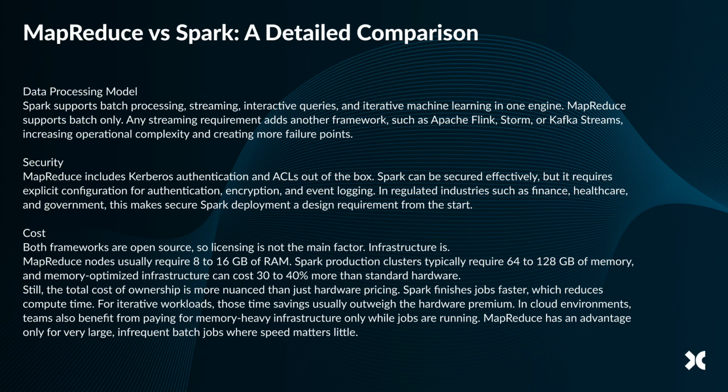Still, the total cost of ownership is more nuanced than just hardware pricing. Spark finishes jobs faster, which reduces compute time. For iterative workloads, those time savings usually outweigh the hardware premium. In cloud environments, teams also benefit from paying for memory-heavy infrastructure only while jobs are running. MapReduce has an advantage only for very large, infrequent batch jobs where speed matters little.